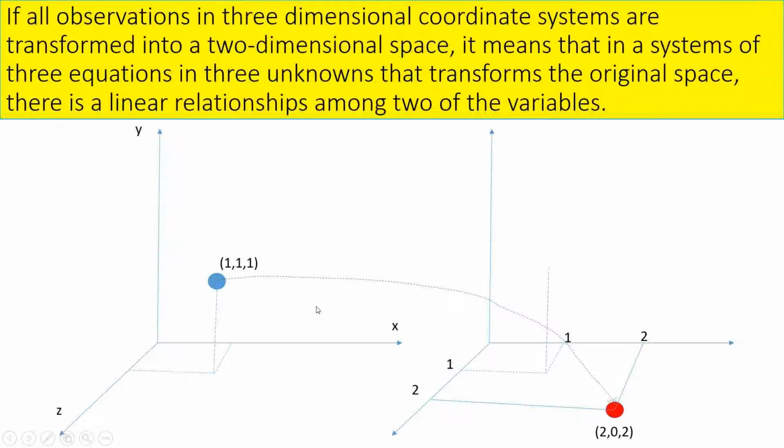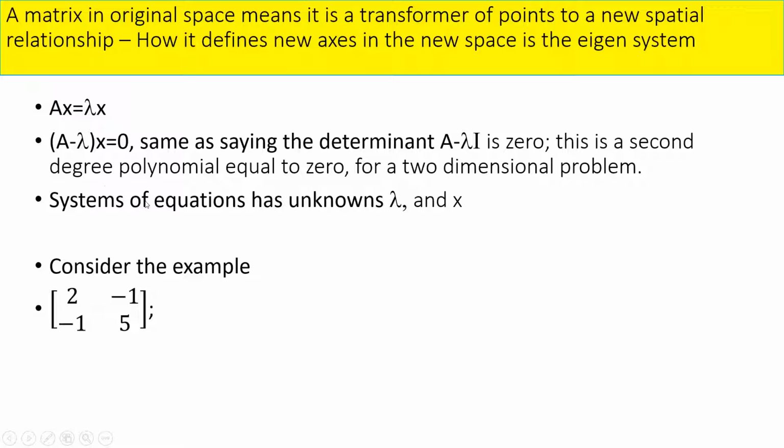With that introduction, I introduced you to what are called eigenvalues and eigenvectors. How did I go from here to here, eigenvalues to eigenvectors? I was asking the question.